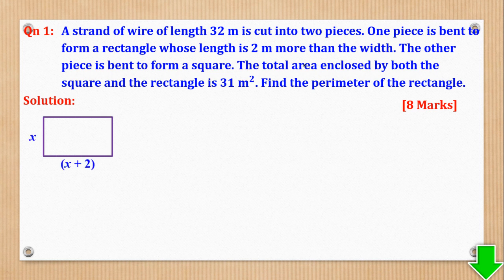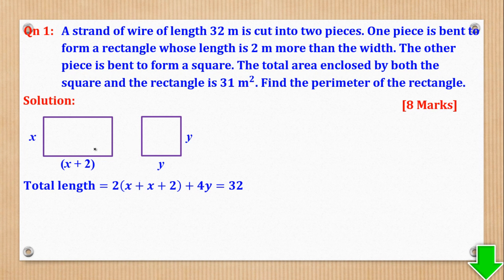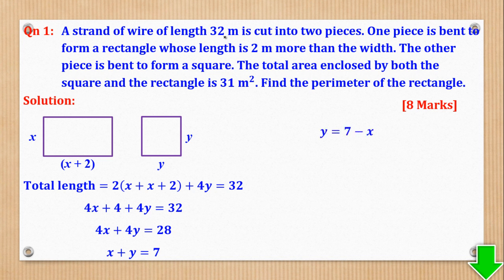So you need to make a sketch. They said the length is 2 meters more. So if the width is x, length will be x plus 2. Then the other wire is used to form a square. That means the total length will be equal to the perimeter of this plus the perimeter of this to give you 32, which is here. So one is to simplify and express one unknown in terms of the other. So open brackets, collect like terms, you can reduce the expression, then I can make y the subject.